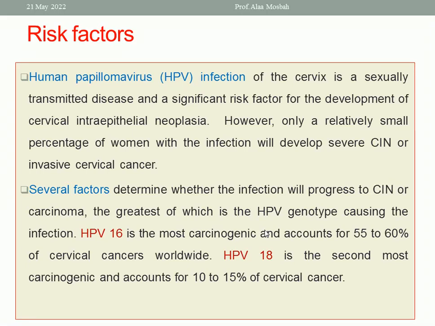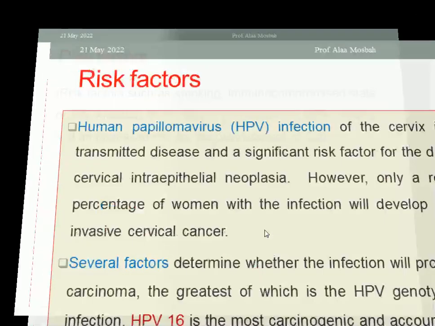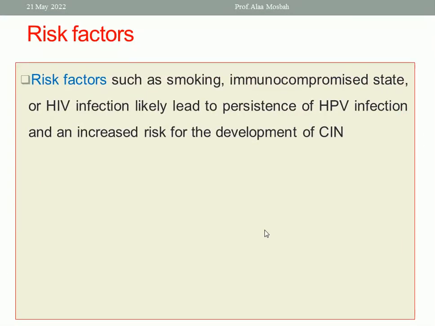Human papillomavirus has more than 100 types, but the most important types which may cause CIN are human papillomavirus 16 and human papillomavirus 18. Human papillomavirus is a sexually transmitted disease. Risk factors such as smoking, immune-compromised state, or HIV infection likely lead to persistence of human papillomavirus infection and an increased risk for the development of CIN.